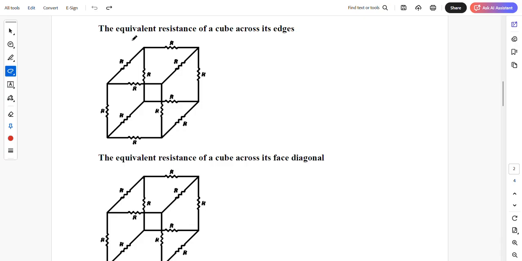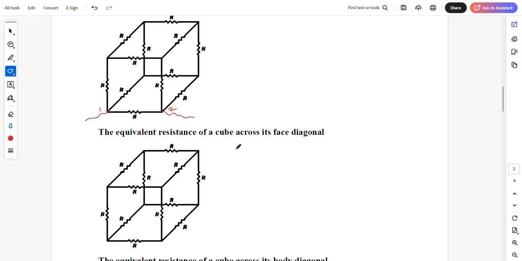Now here it is asked the equivalent resistance of a cube across its edges. Edges means these are the two edges. Let us say these are the two edges. What is the resistance he is asking? Let us say this is 1 and 2. Next, the equivalent resistance of a cube across its face diagonal.